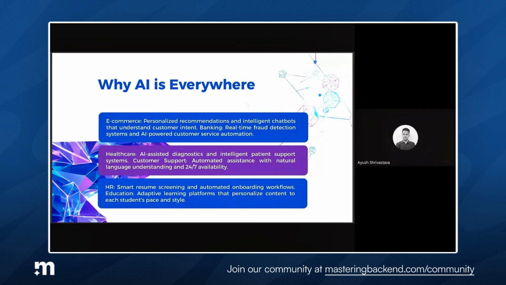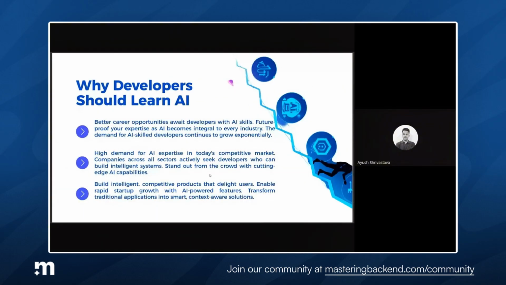If you go to the e-commerce sector, there are AI personalized recommendation systems, intelligent chatbots, understanding customer intent, and in banking, real-time fraud detection. So everywhere is AI. In the healthcare sector, AI assists diagnosis and powers intelligent patient support systems. There are customer support automated assistants using natural language. And also in HR systems, smart resume screening and automated onboarding. So these are some examples of powerful things that AI can help with. All this is important for us to prepare for building with AI.